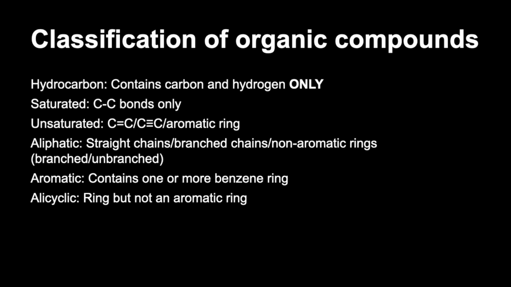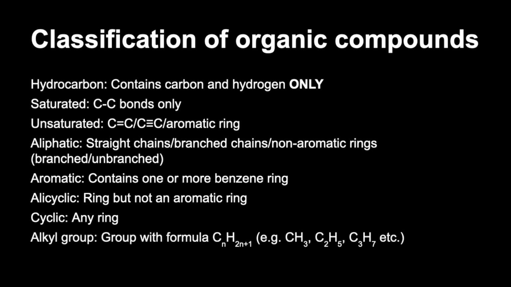Alicyclic is a ring, but it can't be an aromatic ring, otherwise it would be an aromatic compound. Cyclic compounds just contain any kind of ring. And finally, an alkyl group is a group that has the formula CnH2n+1. So there's 3 examples for you there.